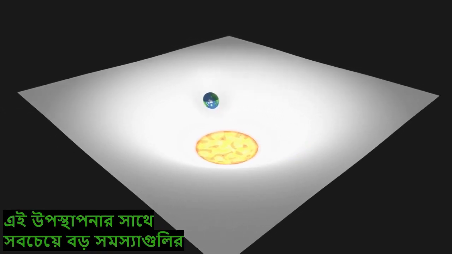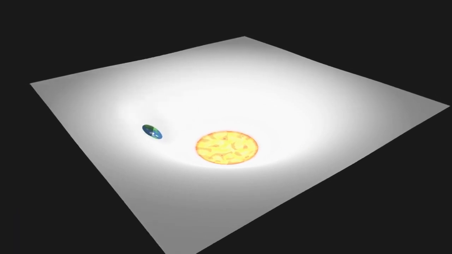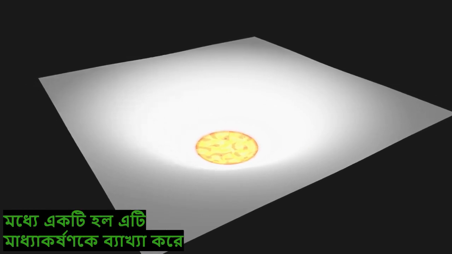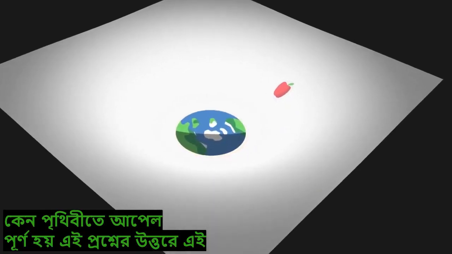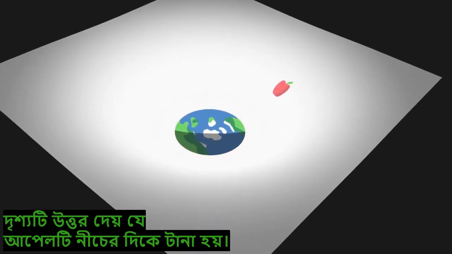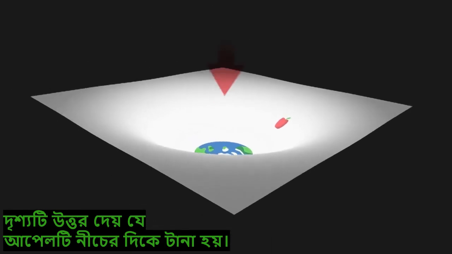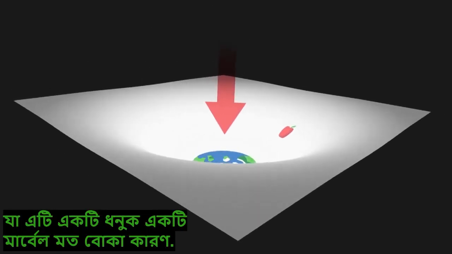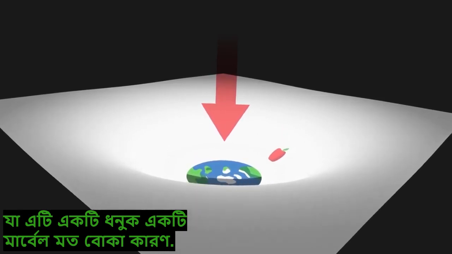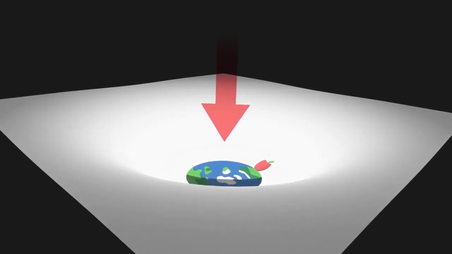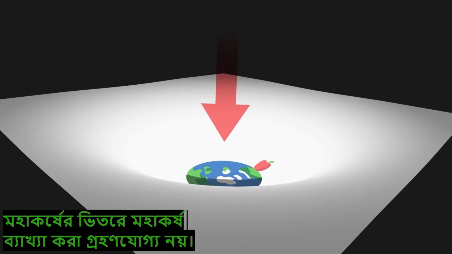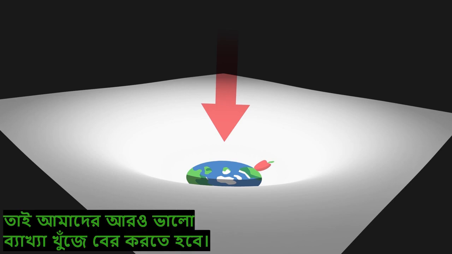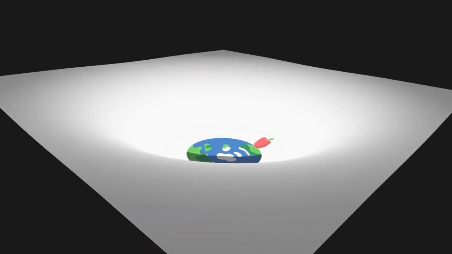Next, one of the biggest problems with this representation is that it sort of explains gravity by gravity. To the question, why does the apple fall on Earth? This visualization seems to answer that it is because the apple is pulled downwards, which causes it to fall like a marble in a bowl. But it is not acceptable to explain gravity inside spacetime, using gravity outside spacetime. We hence have to find a better explanation.